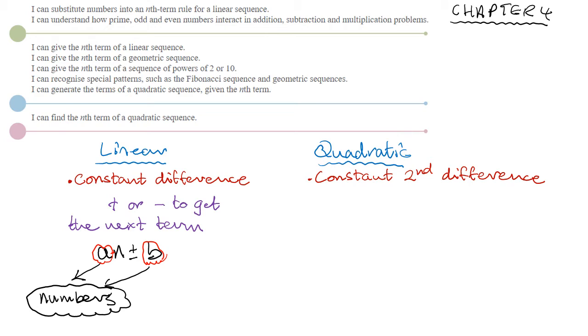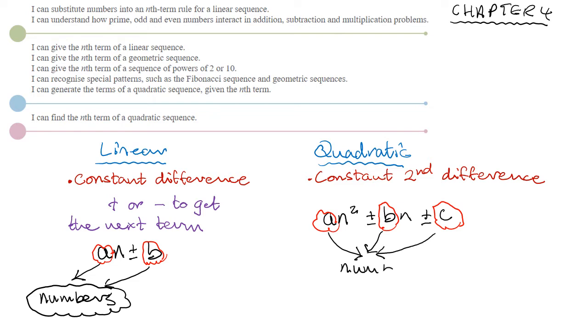A quadratic sequence has this sort of pattern: an squared plus bn plus c, and on this we need to work out what a is, what b is, and what c is. Again, these bits here could be positive or negative. Here we need to work out what numbers go here. And they're going to be numbers just like in a linear sequence, and I'm going to show you how to work out those numbers.